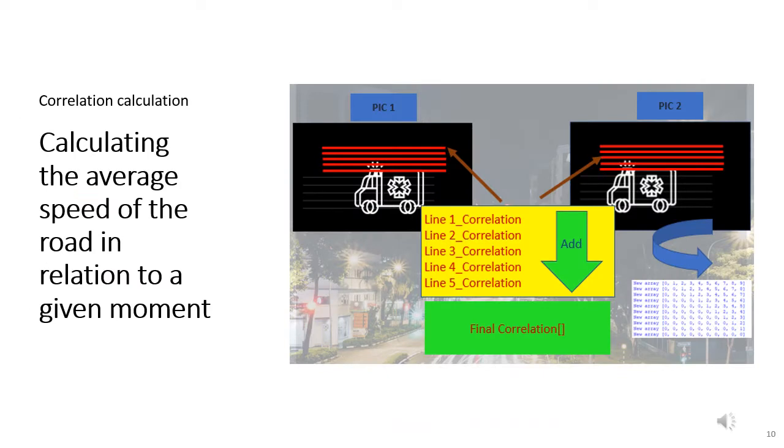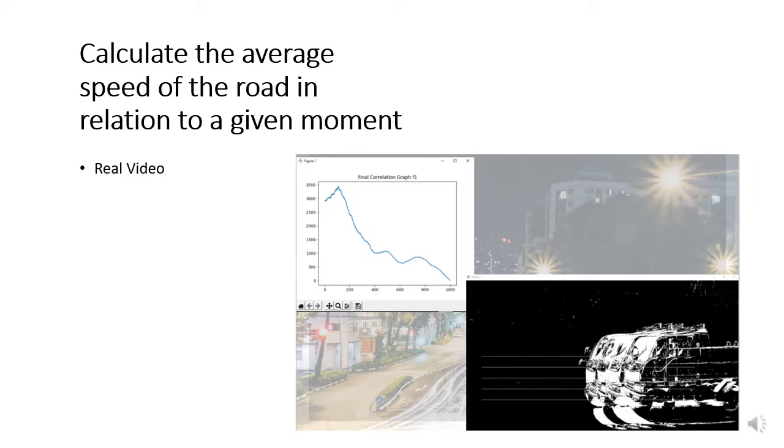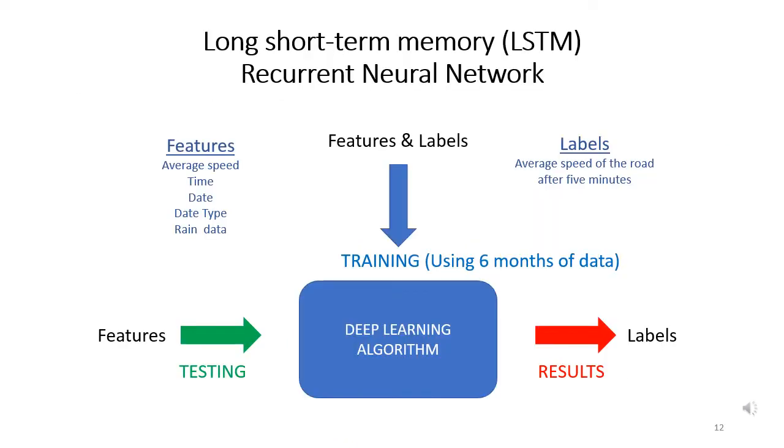The distance between the moving objects can be calculated by considering the correlation between 2 consecutive frames. From that correlation graph, we can calculate the distance of moving objects in 2 consecutive frames in pixels. And also, when I train my LSTM neural network, I hope to use this set of features and labels for 6 months of data.